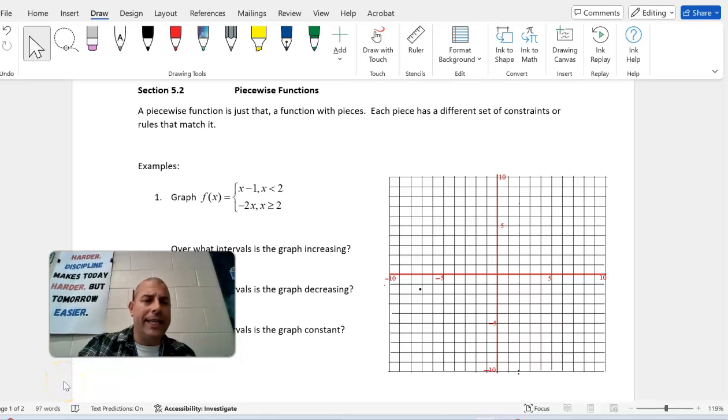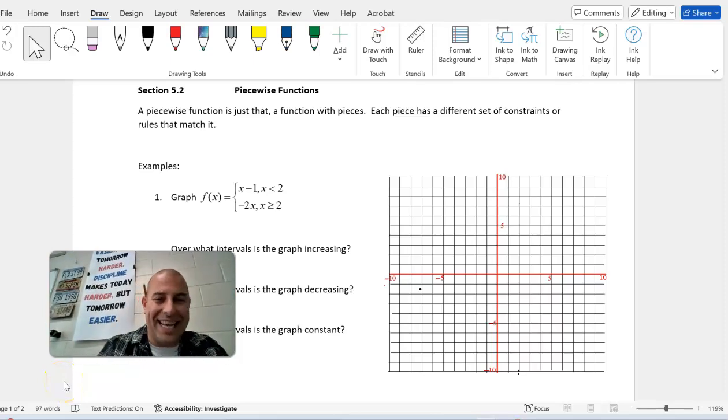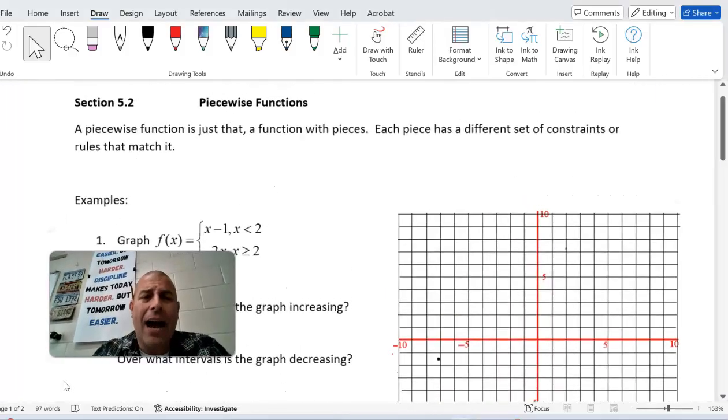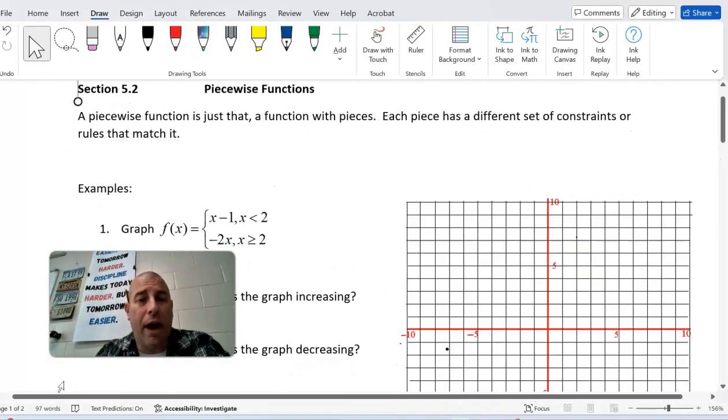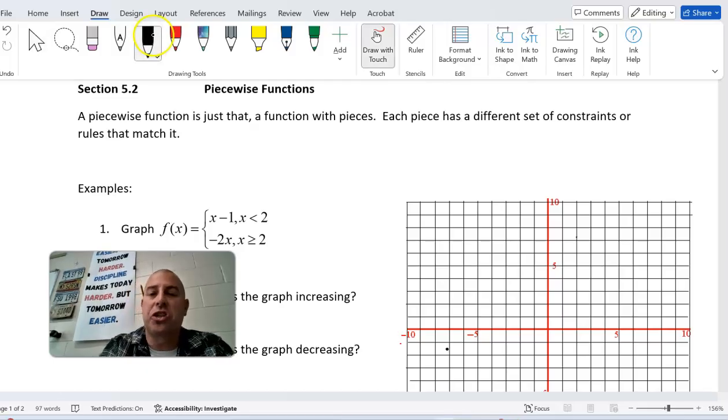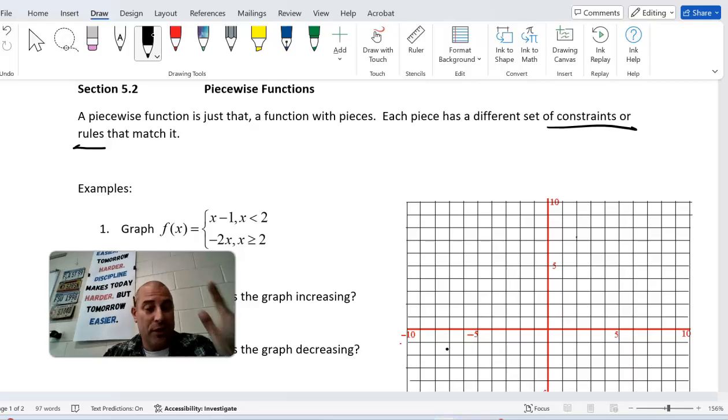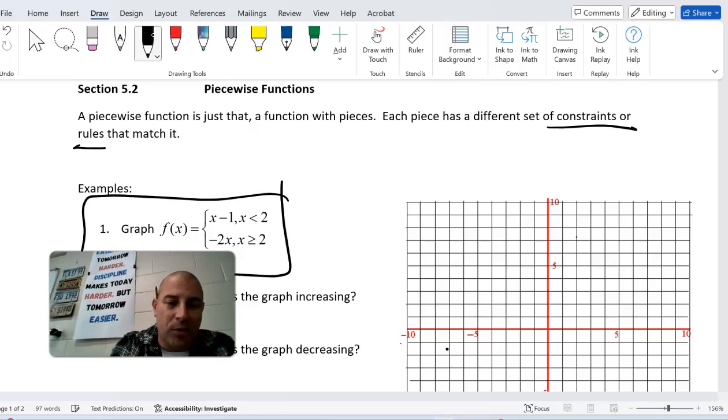Okay, so we are in unit number 5. We are in section 2, piecewise functions. Now, it's exactly how it sounds. We are going to be graphing pieces of functions. And what we're going to have is what we refer to as constraints, or in other words, rules that go along with it. So let's take a look at problem number 1 here.